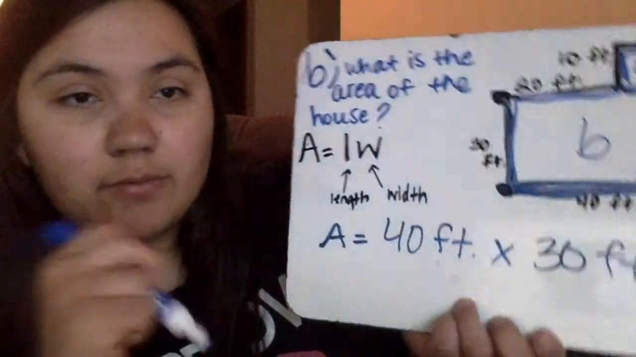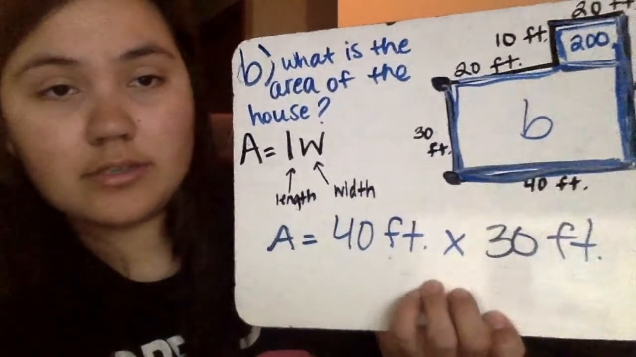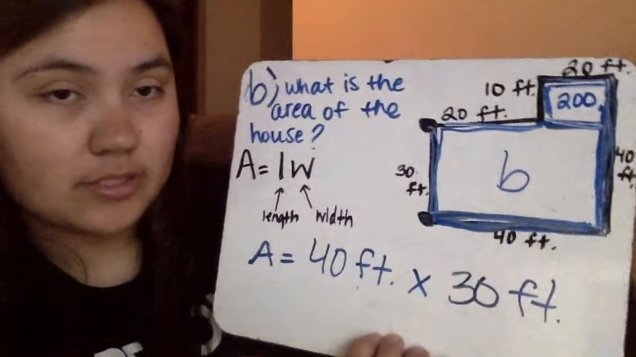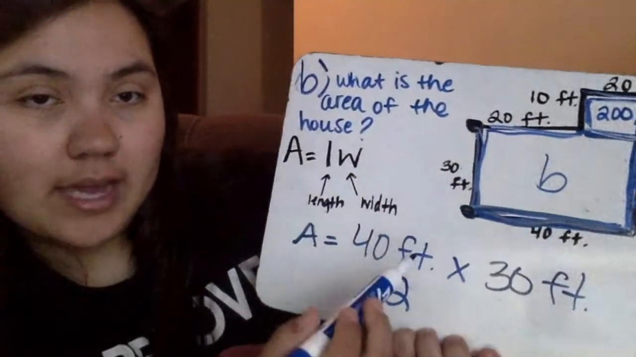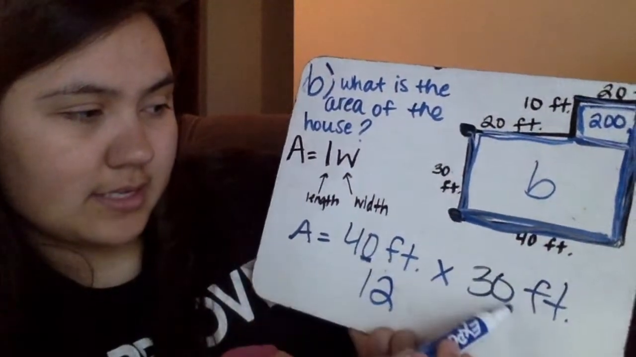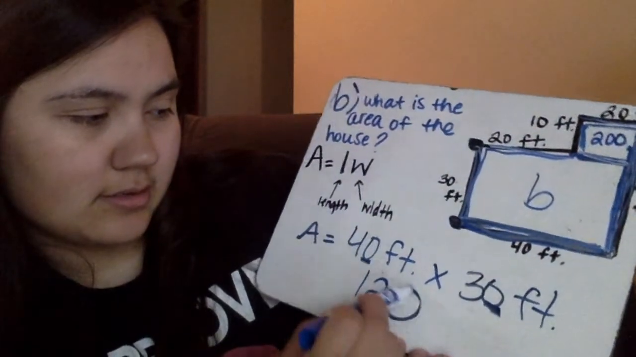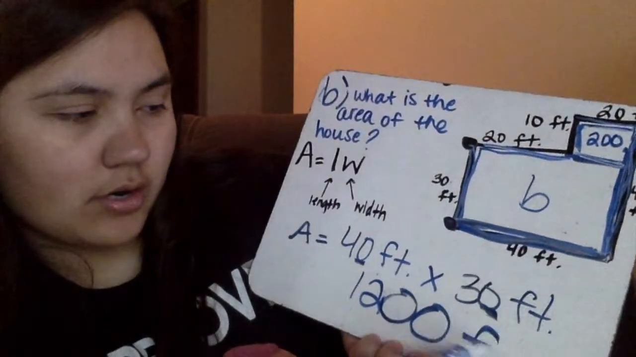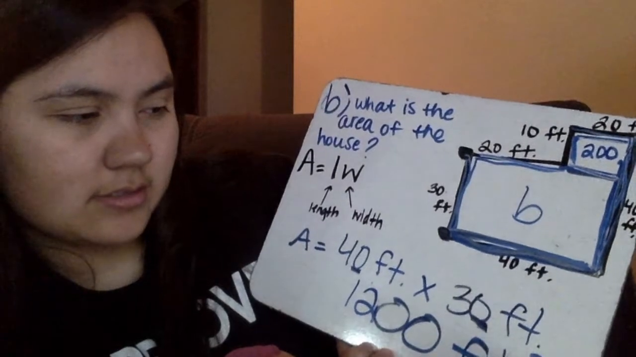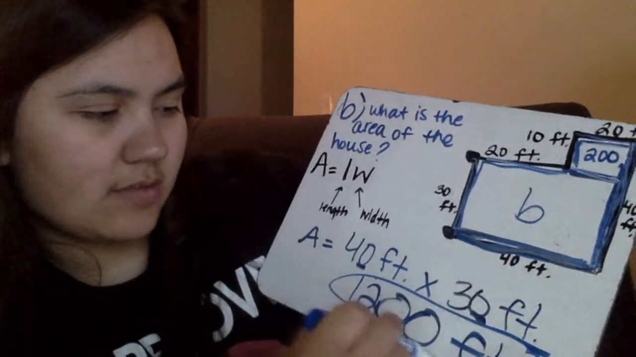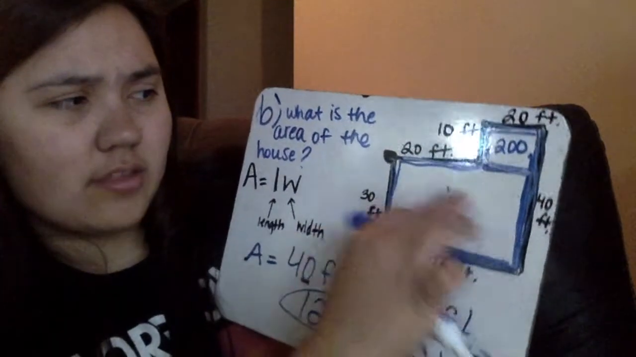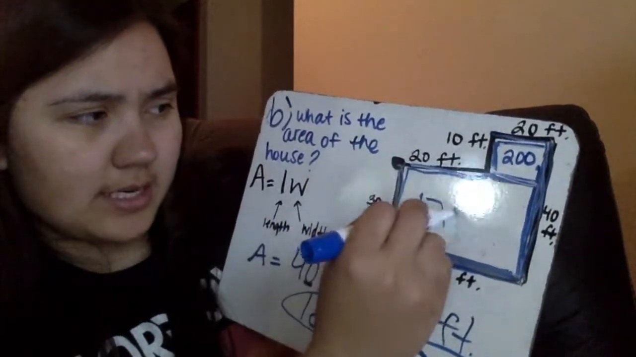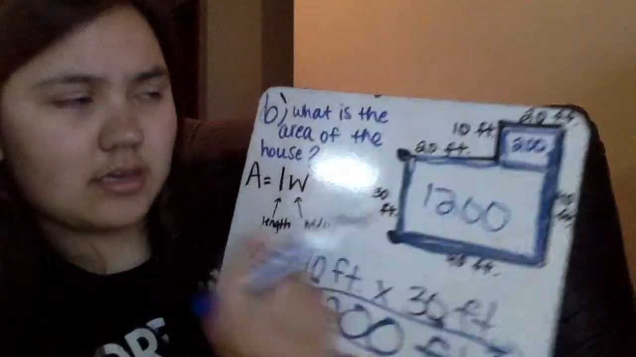Okay, same thing as before, cover up those zeros. So then we're just taking 4 times 3, which is 12. Then we add those 2 zeros on because these were multiples of 10. And then our unit is feet squared. 1,200 feet squared. So we're not done yet. Okay.